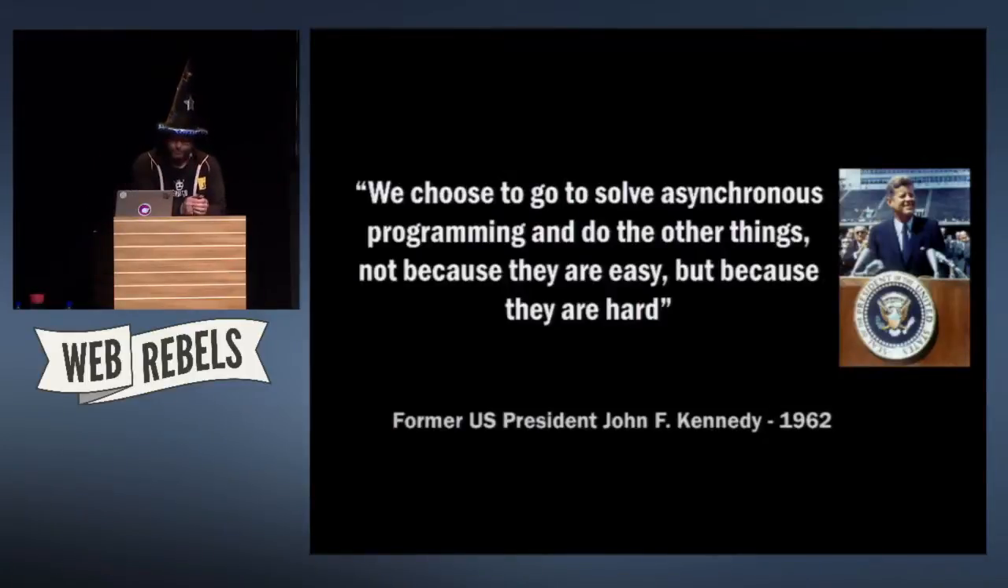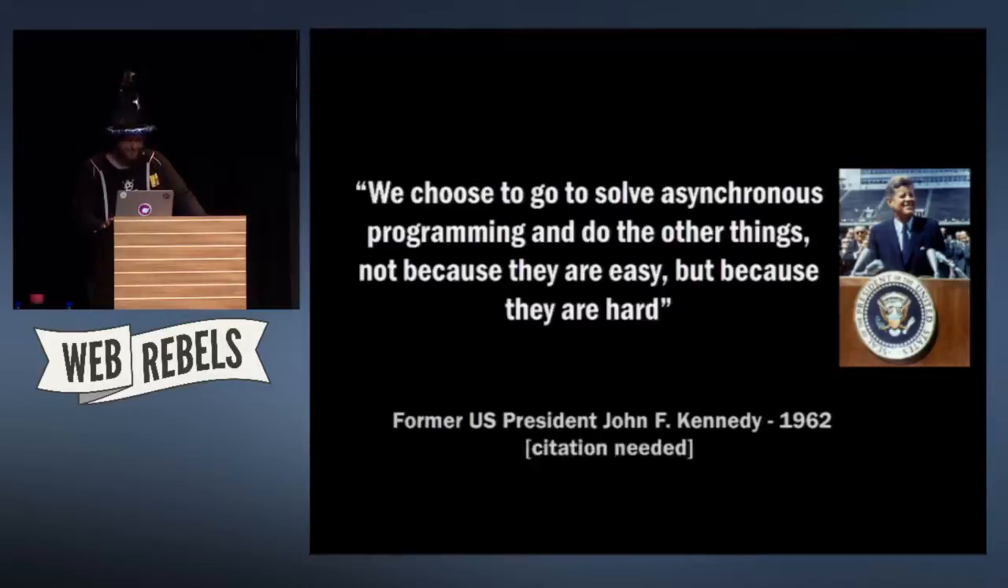So we had a fairly forward-looking president back in the 1960s, and he said, we choose to solve asynchronous programming and other things, not because they are easy, but because they are hard. But this is only a first draft because he realized asynchronous programming wasn't exactly possible within that decade. So he changed it to going to the moon. And now we're stuck with the fact that we still haven't solved asynchronous programming. Great. What's that? But we're on the moon, but we still can't fix async. I tell you, where are our priorities?